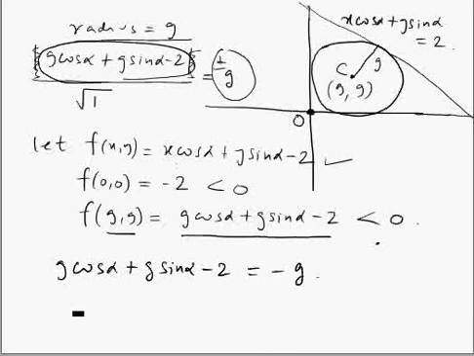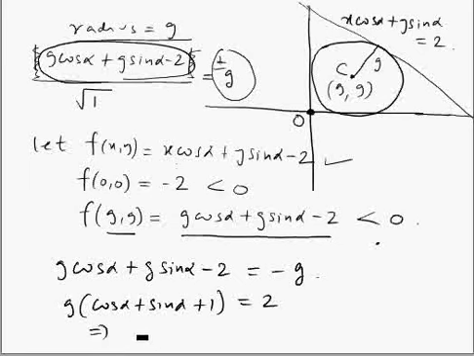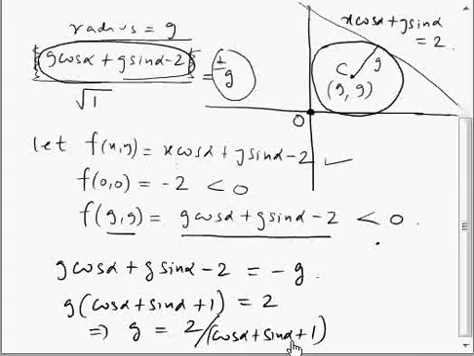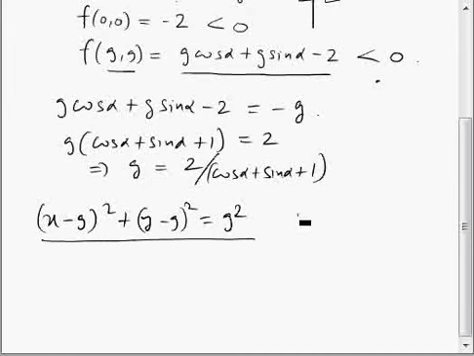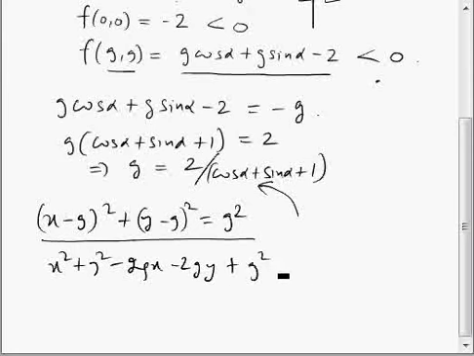g equals 2 divided by (cos alpha plus sin alpha plus 1), and the circle's center is (g, g) and the radius is also g. So for this circle, g should take this value, and if you look at that, this will become x square plus y square minus 2gx minus 2gy plus g square equal to 0, and that is the first choice, choice A. Similarly, you can do it yourself and figure out all the choices; all four choices are correct in this question.